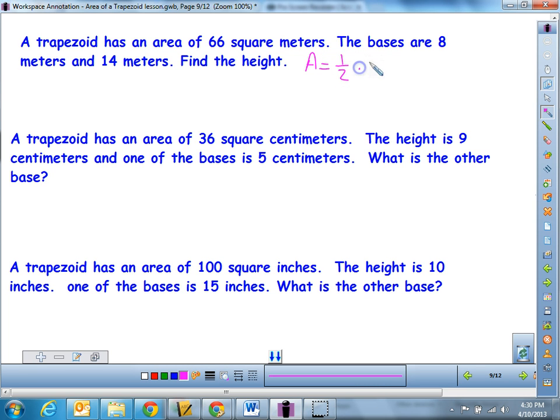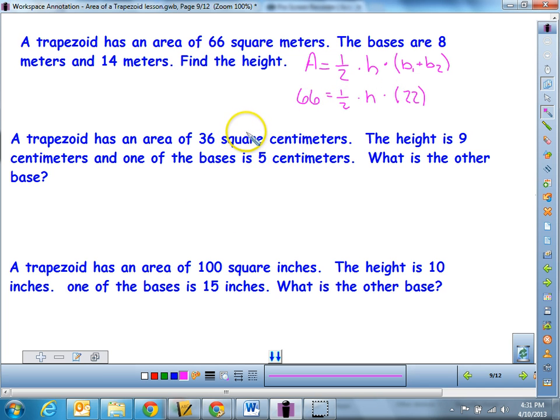It's 1/2 times the height times the base 1 plus base 2. So let's fill in what we know. We know the area already is 66. And in order to find that, we would take half of whatever the height is times, the bases are 8 and 14. So 8 plus 14 gives us 22. So 1/2 times the height times 22 is equal to 66.